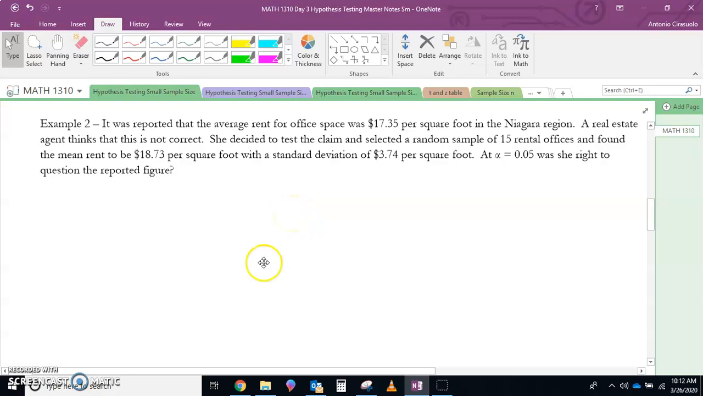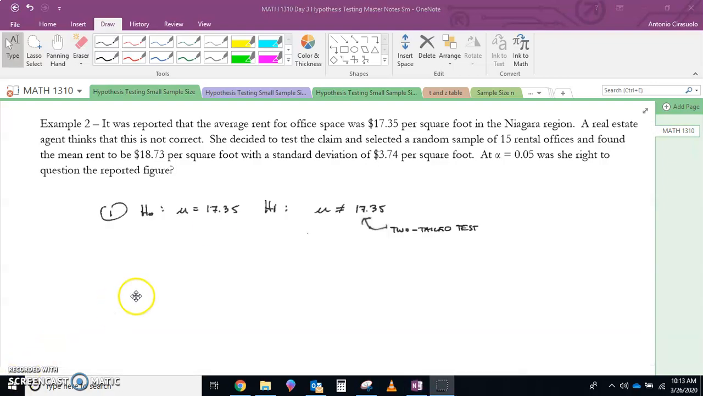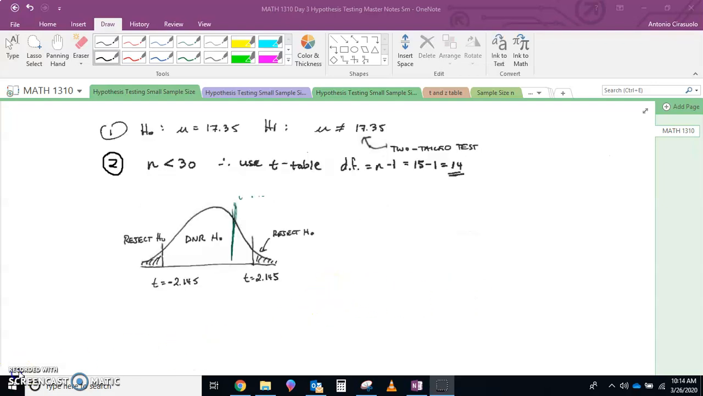So in this question, you can see there's no direction stated, right? So that means it's going to be a two-tail test, and the hypotheses are as follows. The mean is equal to $17.35. The mean is not equal to $17.35. And like I said, that represents a two-tail test. What does the diagram look like? It looks like this.